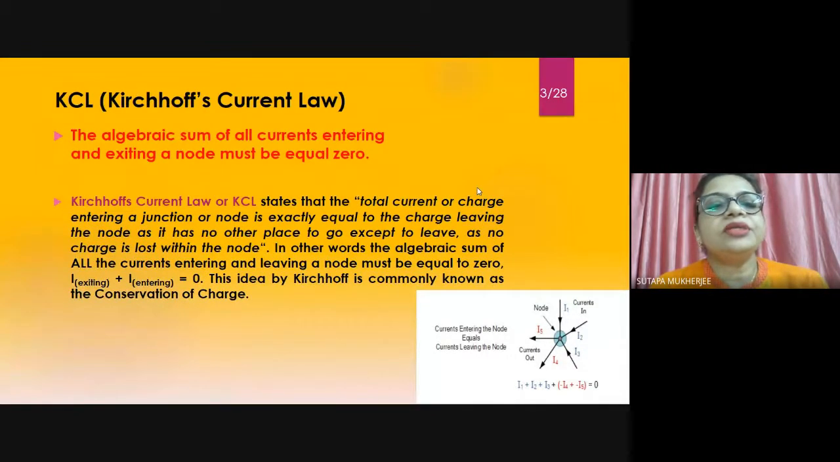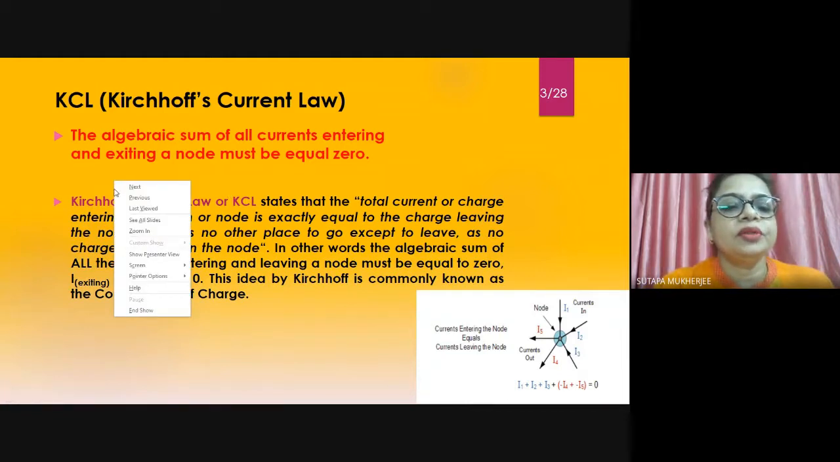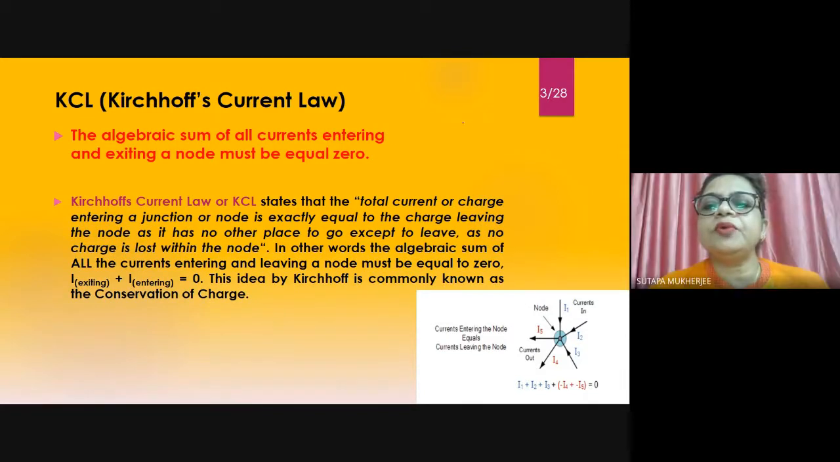I think you are acquainted with KCL: the algebraic sum of all currents entering and exiting a node must be equal to zero. What does it mean? If you consider this point, that is a node.